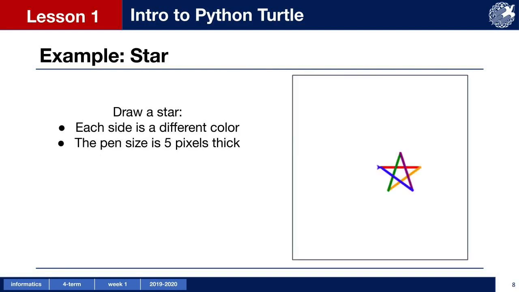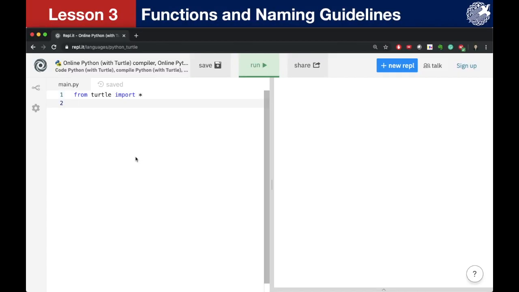In our first example, we are asked to draw a star. Each side is a different color and the pen size is 5 pixels. We want every side of our star to be a different color, so we are going to need to draw each line individually. First, let's use our pen size command to set the pen size to 5 and change turtle's color to red. Now we are ready to start drawing our star.